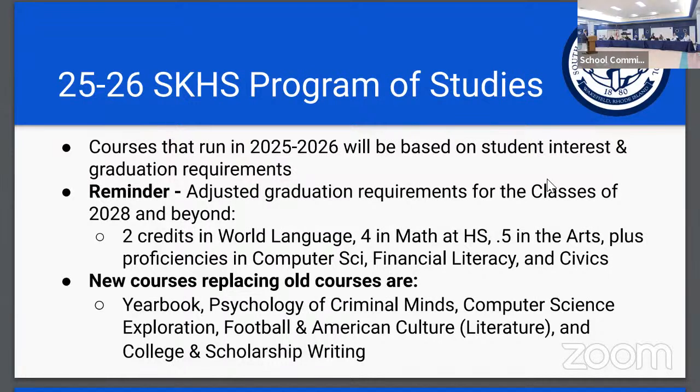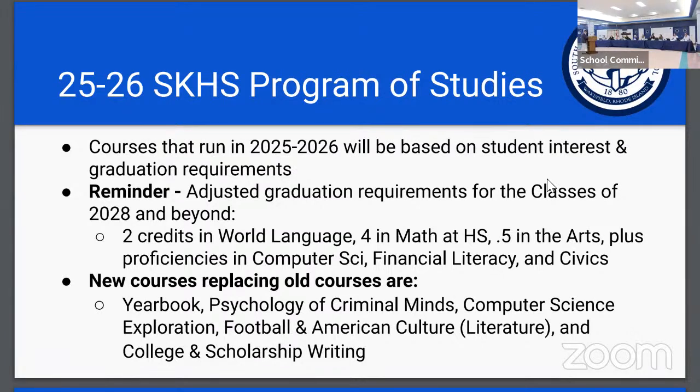So a reminder that the adjusted graduation requirements for the class of 2028 and beyond include 2 credits in world language, the same world language, one of which can be taken at the middle school level; 4 in math. That means 4 classes that must be taught by math certified teachers. And we've gotten very creative with that. These were courses that you approved last year, like math modeling and sports analytics. Those are classes that kids are liking. We've already got them on board. So in other words, if students want to go algebra 1, geometry, algebra 2, they have these courses to take for their 4th, in addition to pre-calc and calculus. Then 0.5 in the arts, fine or applied arts, plus proficiencies in computer science, financial literacy, and civics. Okay, so that is for our current freshmen and on down.